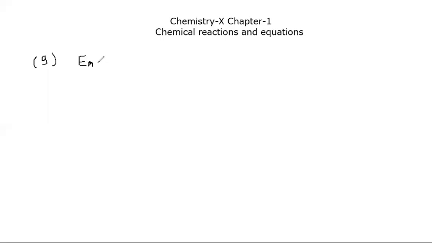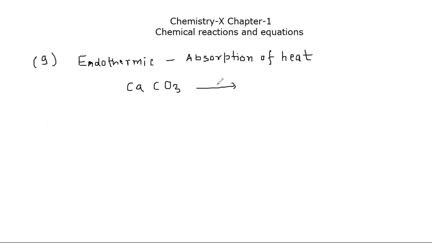heat is absorbed. Endothermic means heat is absorbed. So we can say absorption of heat takes place. So example, CaCO3 when heated, means if we don't supply heat, the reaction will not proceed. So it becomes CaO plus CO2. So this is an example of endothermic reaction.